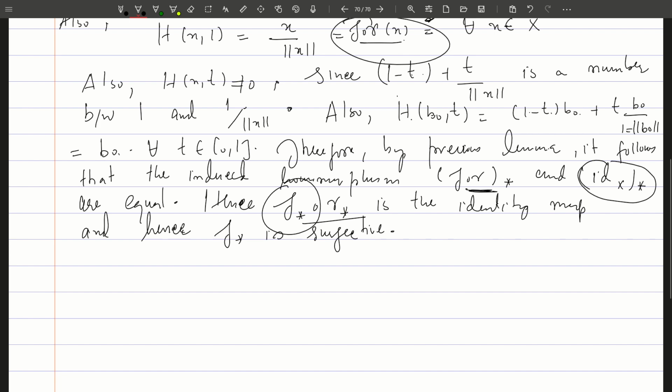Now one may wonder what made this proof work. Roughly speaking, it worked because we had a natural way of deforming the identity map on the space Rn plus 1 minus 0 to a map that collapsed all of Rn plus 1 minus 0 onto Sn. That is what makes this proof work.